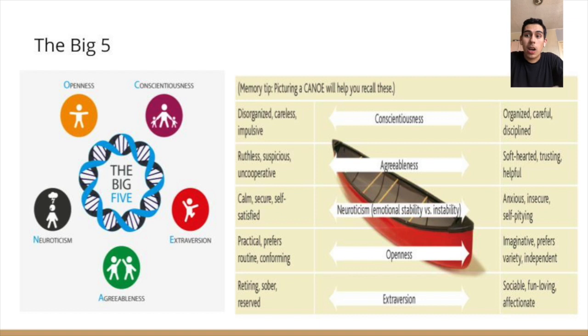Robert McCrae and Paul Costa developed a model of personality called the Big Five. They thought personality could be divided into five dimensions: conscientiousness, agreeableness, neuroticism, openness, and extroversion. Common acronyms for the Big Five are CANOE or OCEAN. These are often used interchangeably to help describe and recall the Big Five. The Big Five is a dimension of personality as an effective way of measuring everybody's personality.